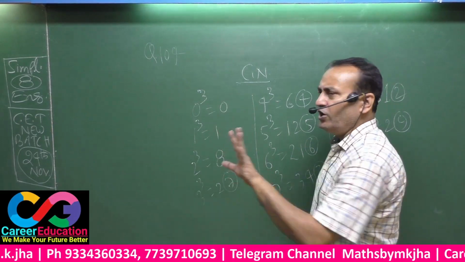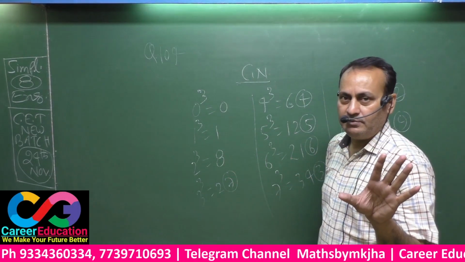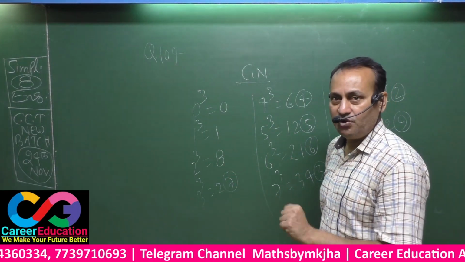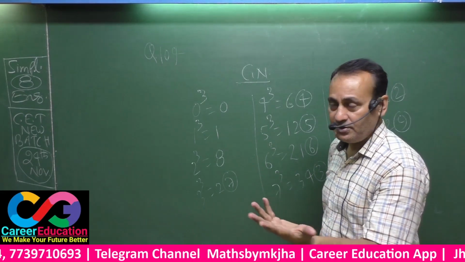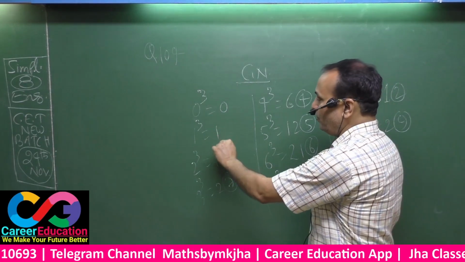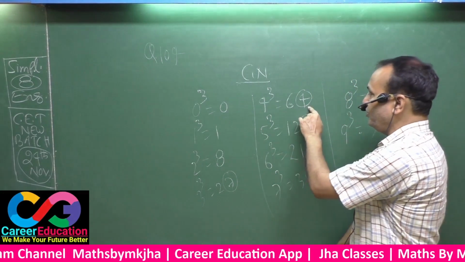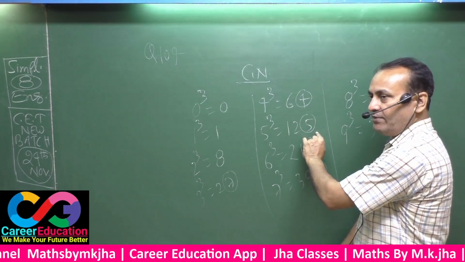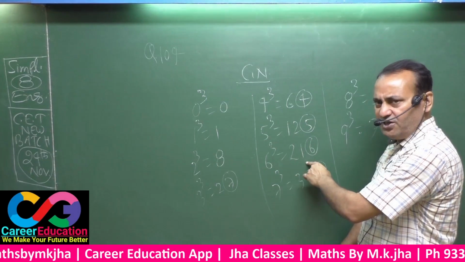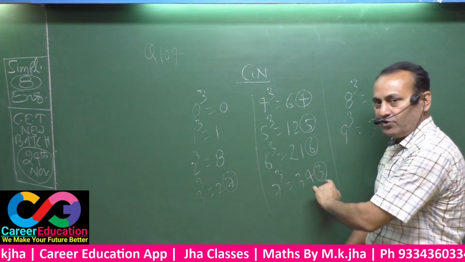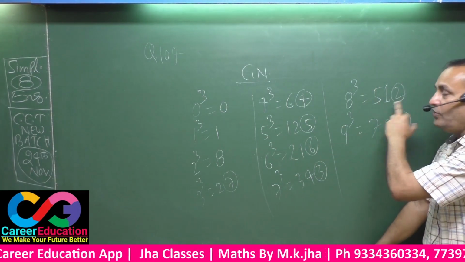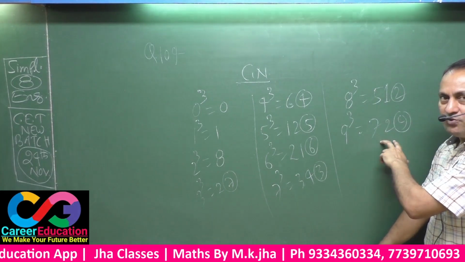You have got only 10 digits in the number system, 0 to 9. That means 10 digits. 0 cube 0, 1 cube 1, 2 cube 8, 3 cube 27, unit is 7, 4 cube 64, unit is 4, 5 cube 125, unit is 5, 6 cube 216, unit is 6, 7 cube 343, unit is 3, 8 cube 512, unit is 2, 9 cube 729, unit is 9.